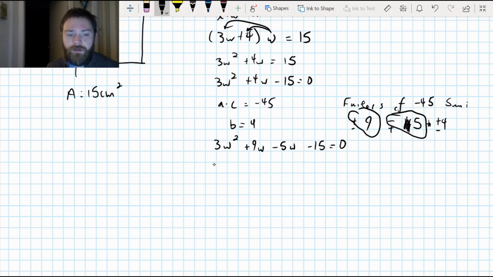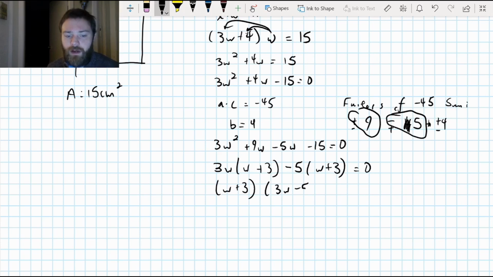So these first two terms I can factor out 3w, so I'm left with w plus 3. And these last two terms I can factor out a -5, which leaves me with w plus 3. And we set all that equal to 0. So w plus 3 factors out. I'm left with 3w minus 5 equals 0.